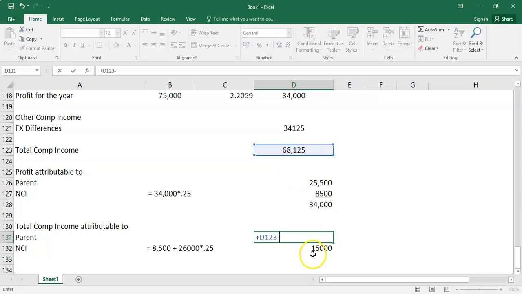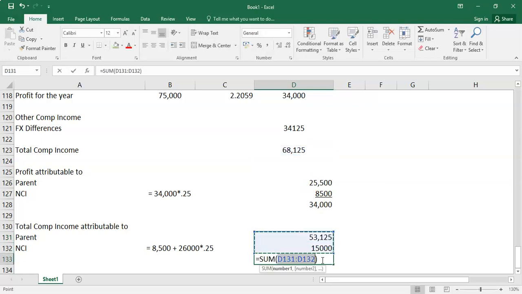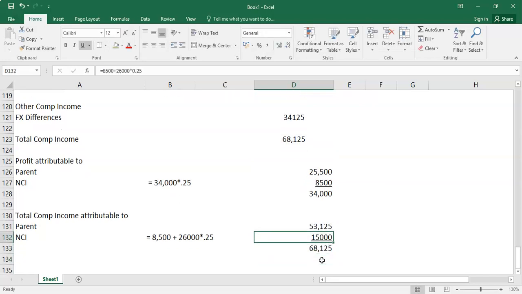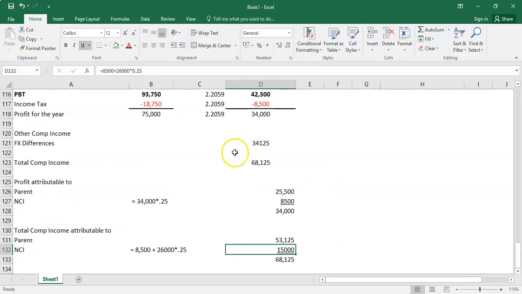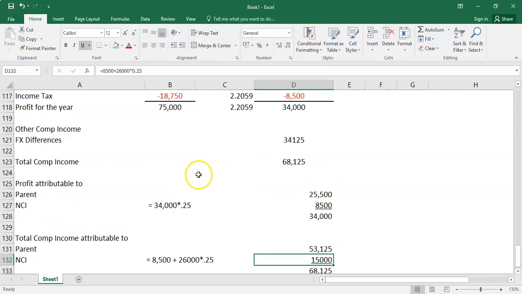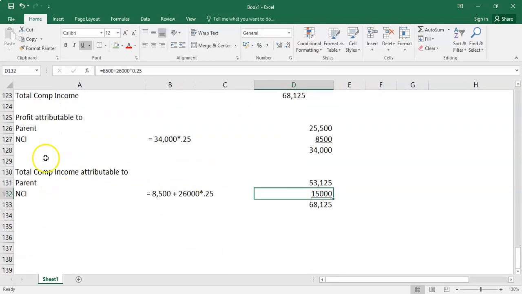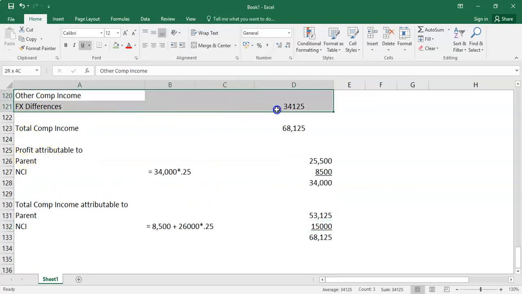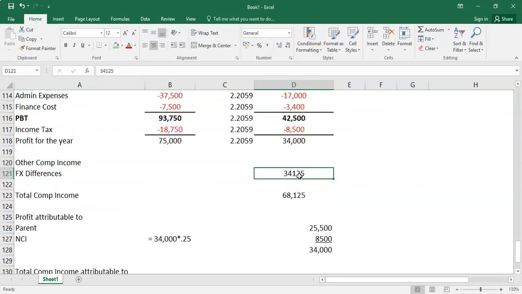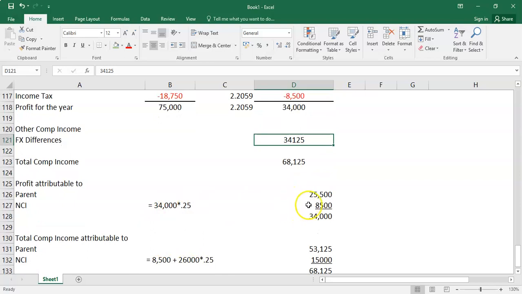So the 68 minus the 15. And that is your finished P&L. So remember, when you have FX differences in a subsidiary, you will always have OCI. That's where they go the full amount, and then you figure out how much you need to allocate to the parent and how much you need to allocate to the NCI.